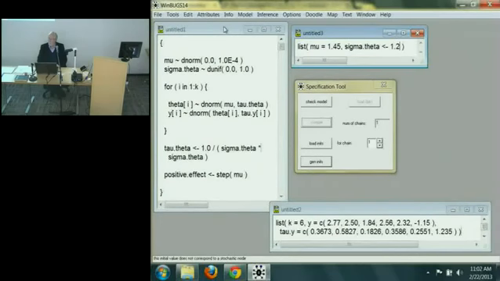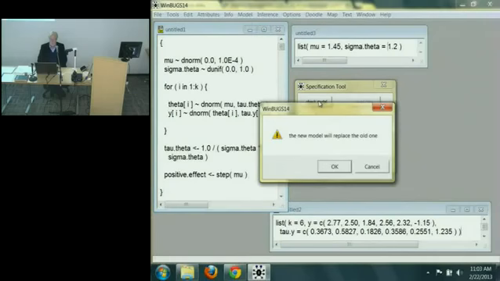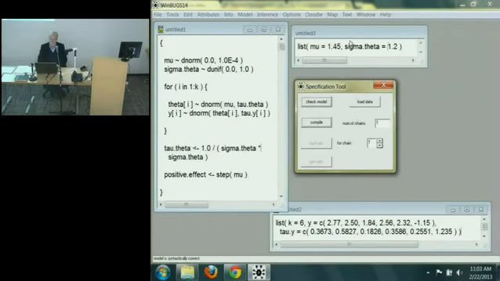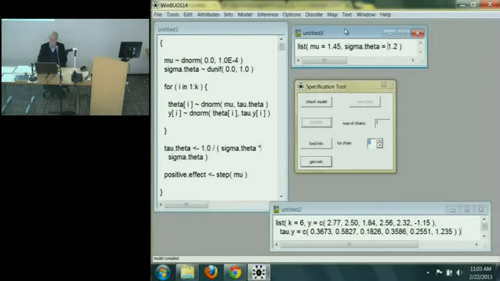Pardon? Oh, you're right. Yeah, that's going to be a syntax error. Thank you. So there we go. So let's try again. Check the model. Yes, I want the new model to replace the old one. Go ahead and now load the data. Data loaded. Compile. Now bring in the inits.